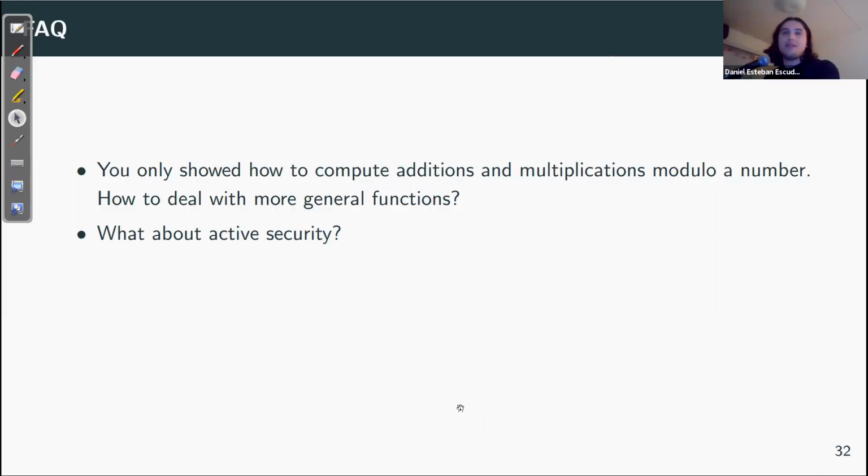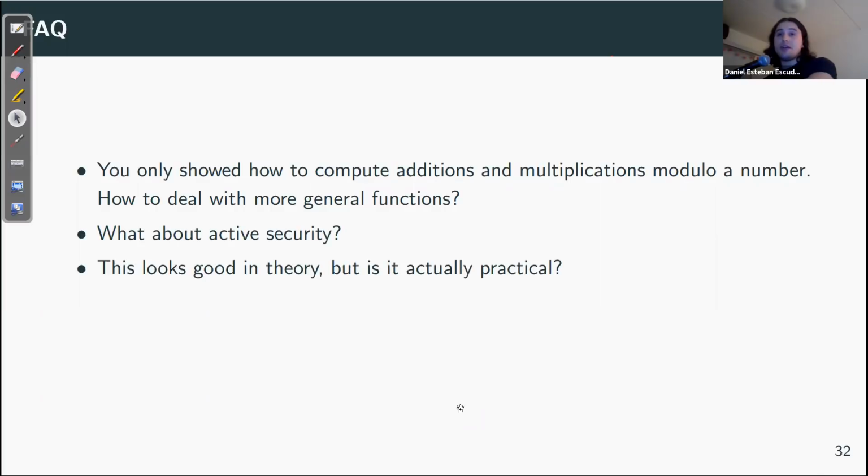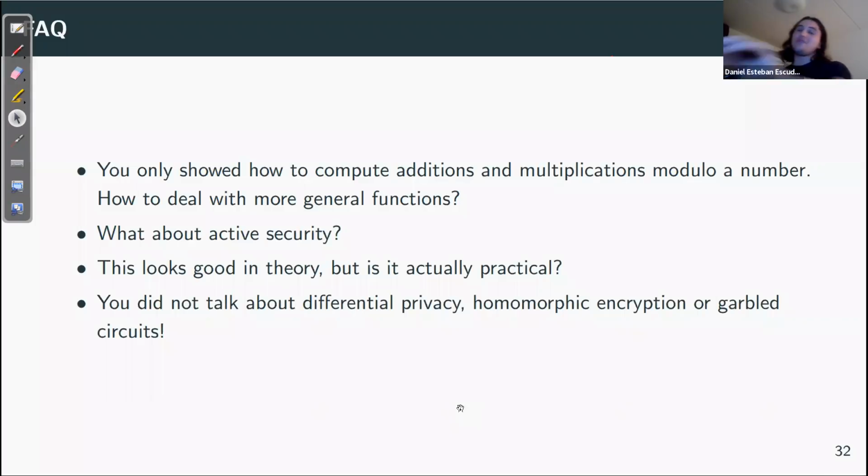What about active security? Well, I didn't say anything about this, but the references I gave you are typically actively secure. They are much harder than passive security, but still there is work to follow. Is it actually practical? Well, I hope I actually said a little bit about this. So yes, in some settings.